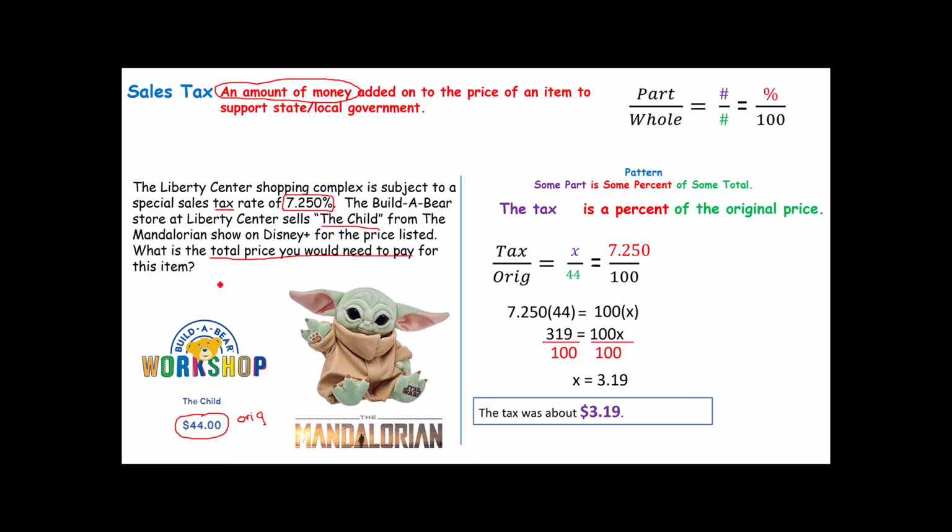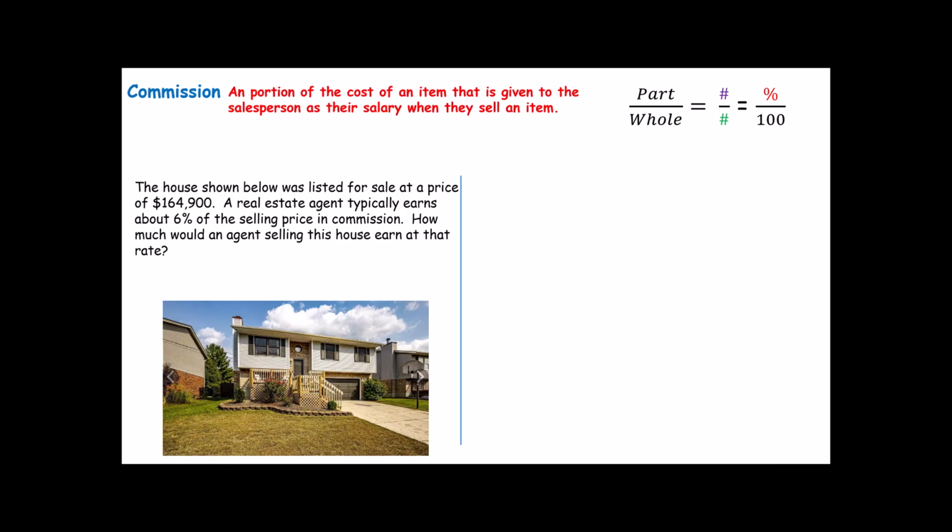Notice that is not the question that was asked. The question that was asked is, what is the total price? Well, your total price is going to be the original price plus whatever the tax is. So in this case, it was originally $44. That goes to the Build-A-Bear store. Then $3.19 goes to the government, which means you're actually going to pay $47.19. Notice there were two things we needed to figure out in this problem, even though the question only asked us one of those. Want to try another one?